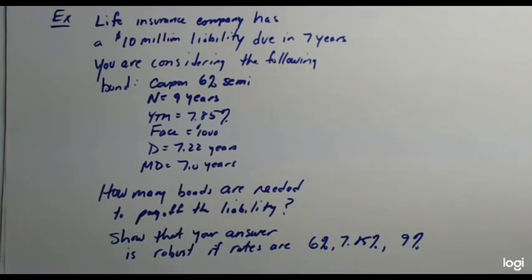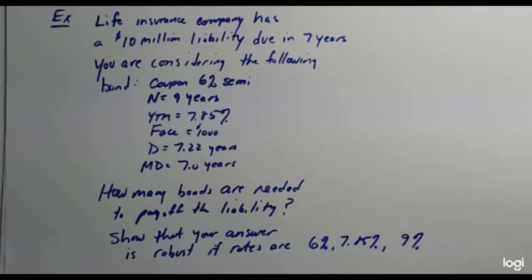A life insurance company has a $10 million liability due in 7 years, like we've been considering so far. And you're also considering the following bond. The coupon is 6%, pays semi-annually. It has maturity in 9 years. The yield to maturity is 7.85%. The face is 1,000. The duration is 7.22 years, which you could recompute yourself. And the modified duration is 7 years, which you could recompute yourself.